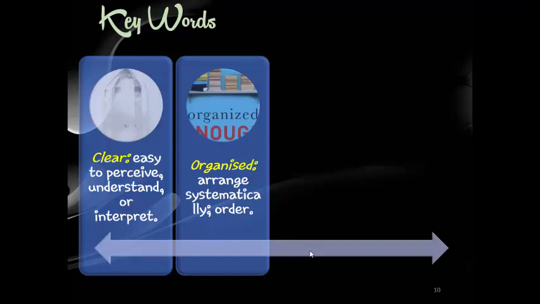You don't even know the person that is marking it. You may be in Uganda, the US, and the person marking your script is in Liberia, in another country, so they don't know you. So your answer must be clear, that means easy to perceive, understand, or interpret. It must be organized. If you have answered and everything is lopsided and scattered, you're not going to get full marks for that. It must be systematic. It must be in order.